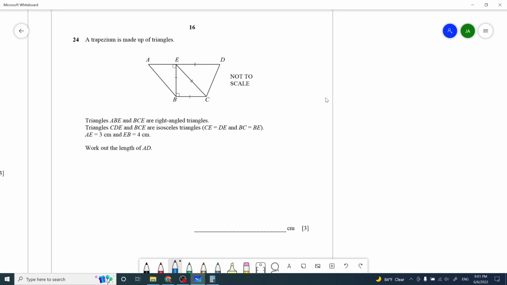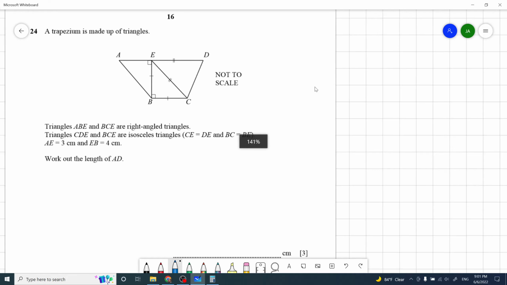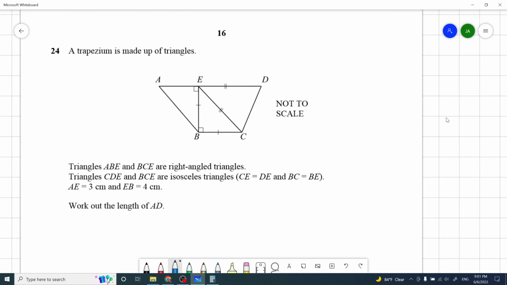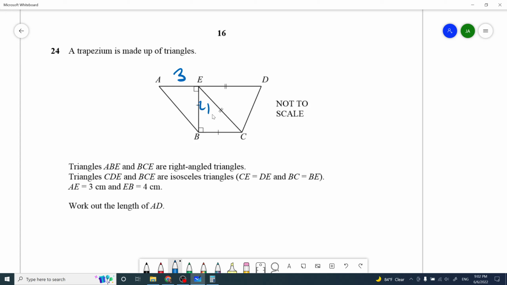So let's go ahead and label what we know. Let's zoom in a bit. All right. So not to scale, that means that these relationships may have nothing to do with each other in real life. So AE is 3 centimeters. EB is 4 centimeters. So this is also going to be 4 centimeters. Work out the length of AD. All right, well, this is going to be lots of fun, isn't it?